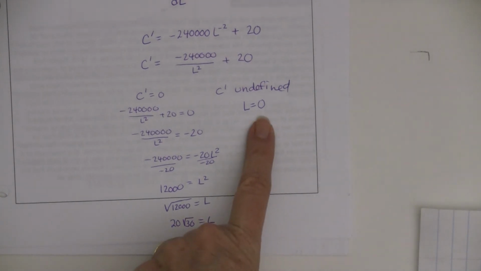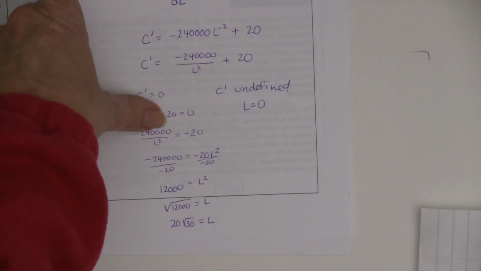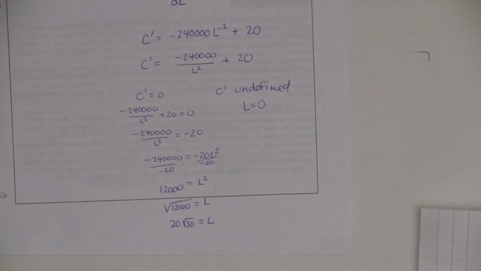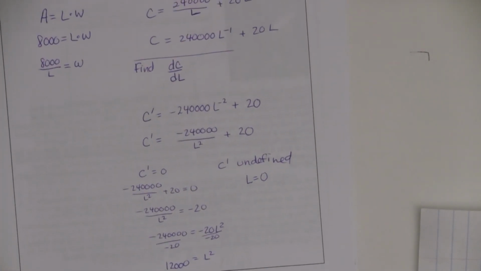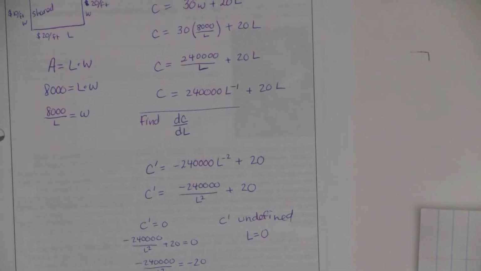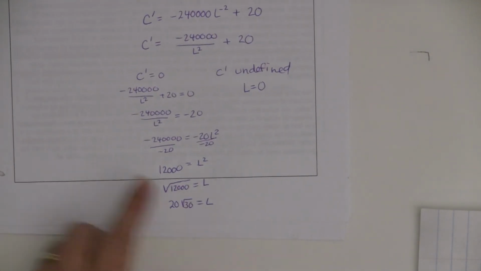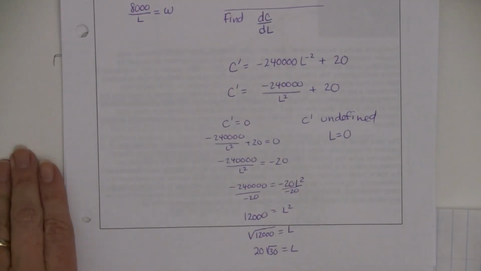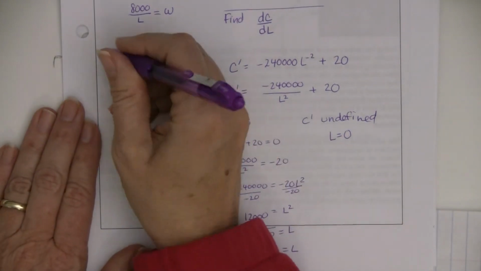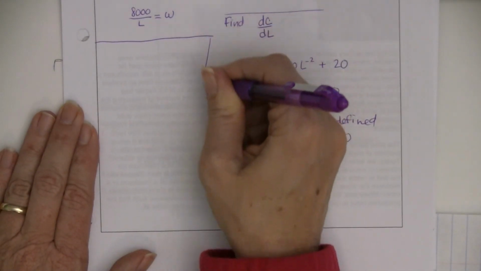But this one doesn't make sense, as far as the length of my fencing can't be 0. And for that matter, the width of my fencing can't be 0. So the endpoints don't make sense on this, so I won't have to look at them. So this is my only possibility, and I'm totally out of room, and I haven't planned very well. And for that, I apologize, but I'm going to make a spot right here.